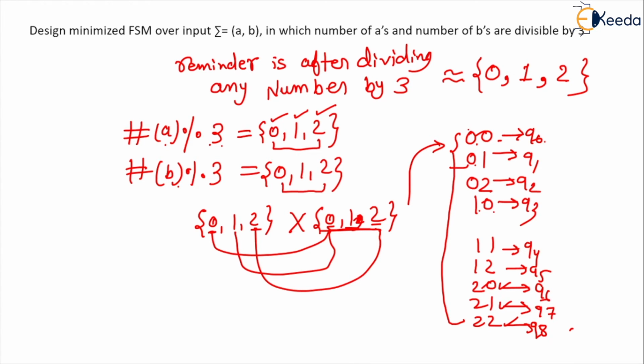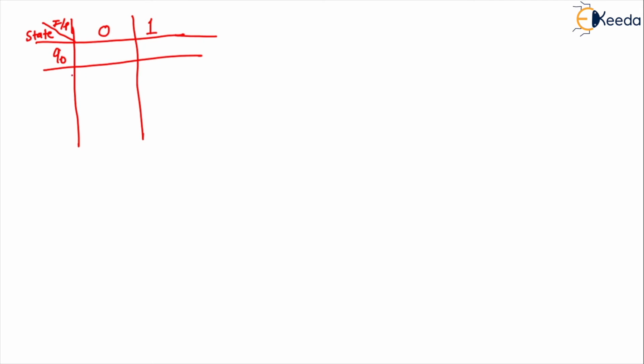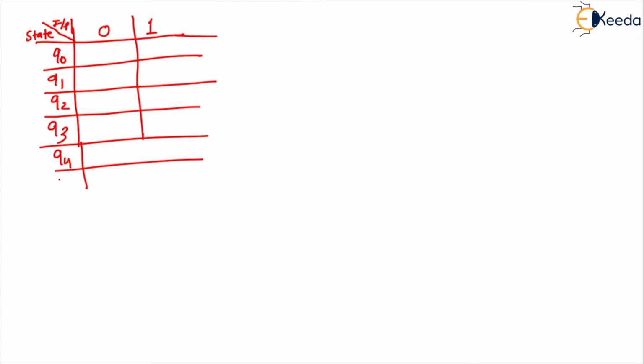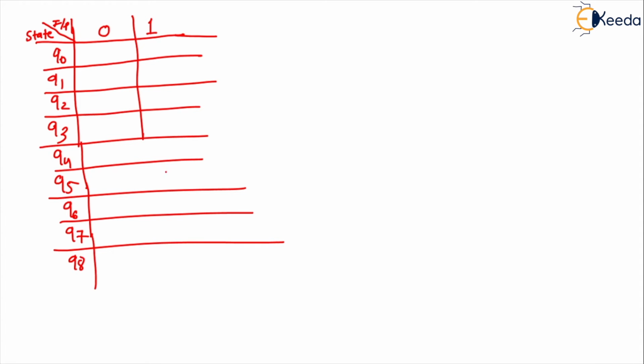In that particular machine, there are q0, q1, q2, q3, q4, q5, q6, q7, q8. That is 9. Each state corresponds to a remainder pair: 0,0 is q0, then 0,1, 0,2, 1,0, 1,1, 1,2, 2,0, 2,1, and 2,2.